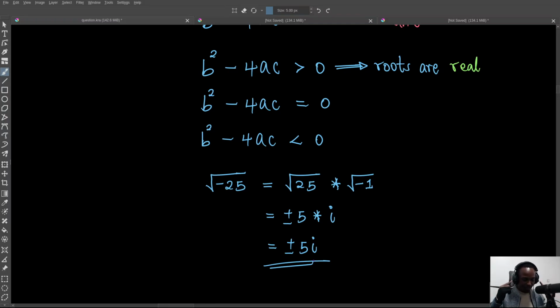So we must keep in mind that when implementing a solution, when this discriminant b squared minus 4ac is less than 0, it will mean that the roots are going to be imaginary. So here we say roots are imaginary.